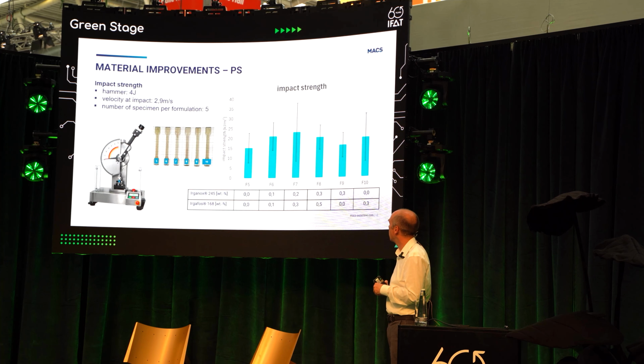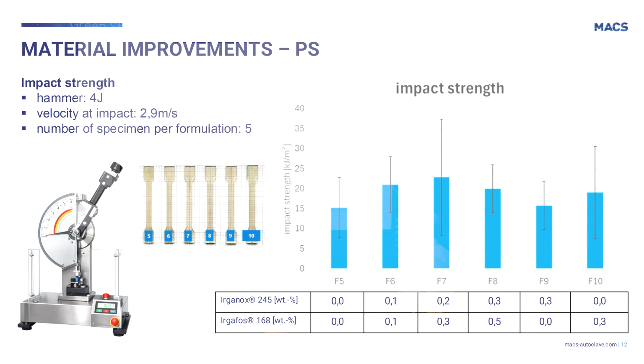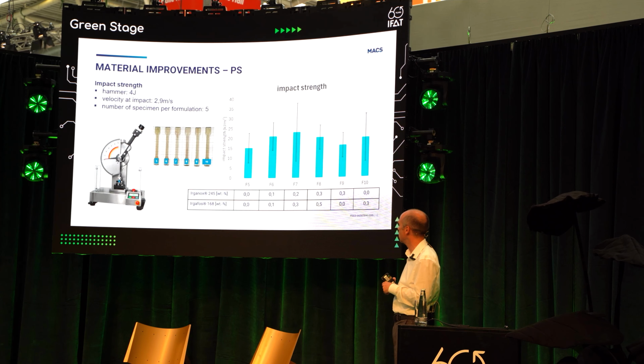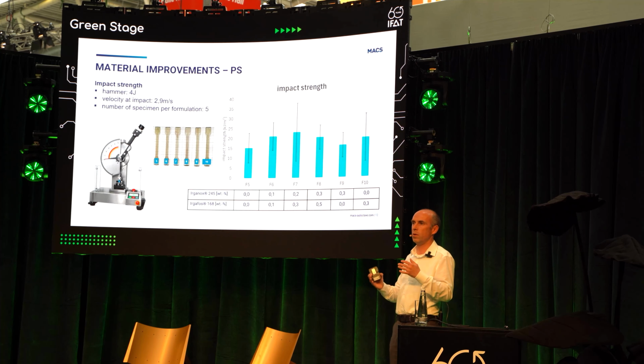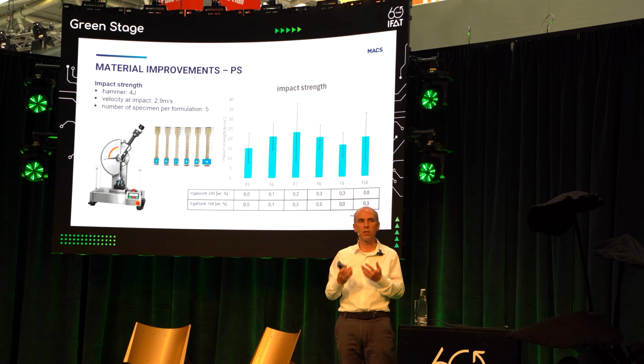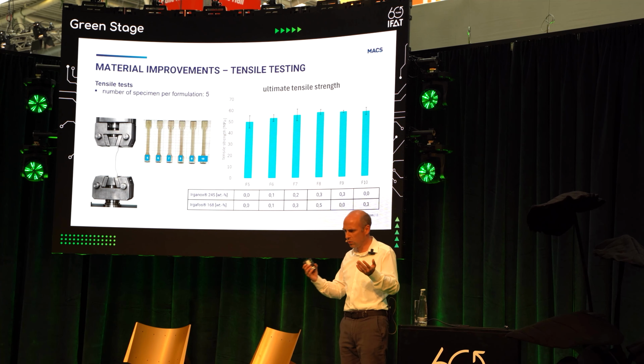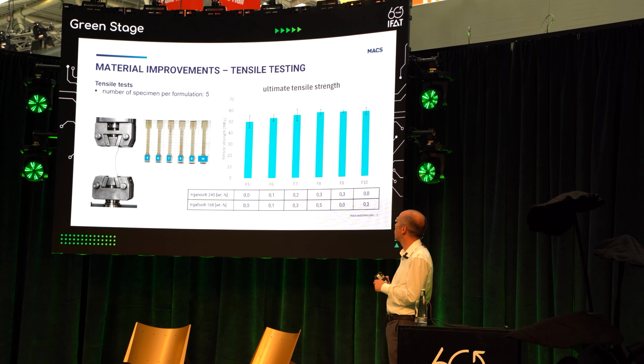Let's go to impact strength. You could clearly see the higher the amount of antioxidants, the higher the impact strength becomes. But you can see this when you look at formulation F7. There is some kind of optimum, some kind of optimal mixture. So it's not only increasing the amount of antioxidants, it's just choosing the right combination, and then you can have a significant effect.